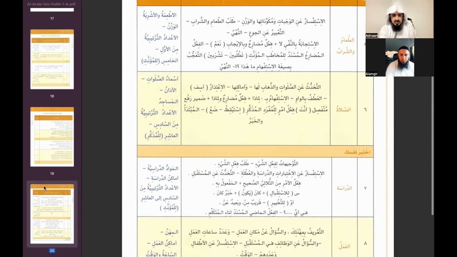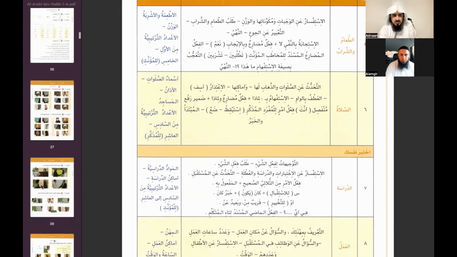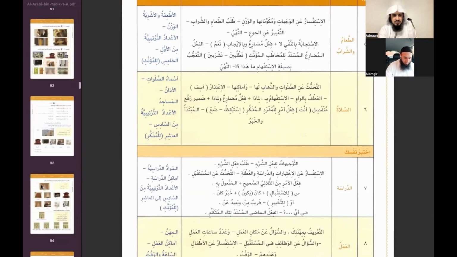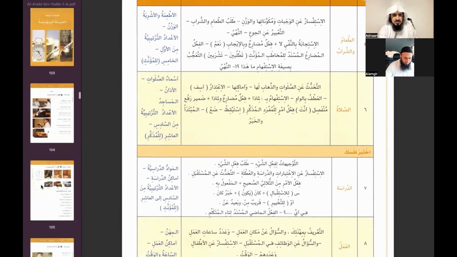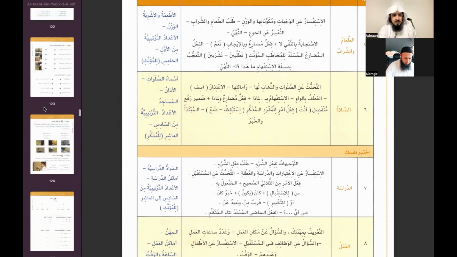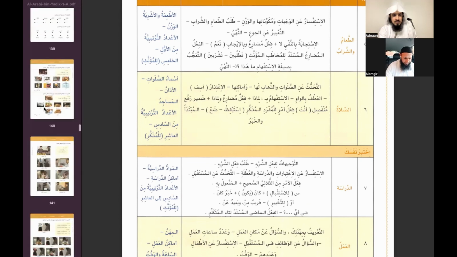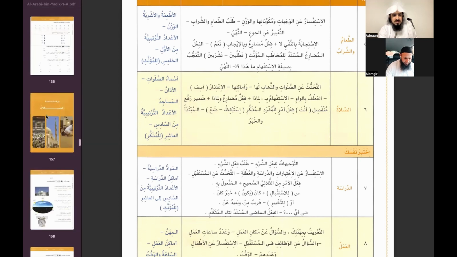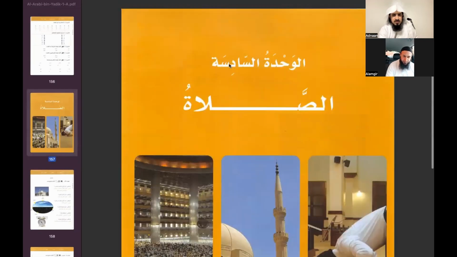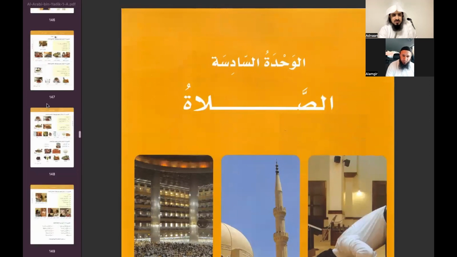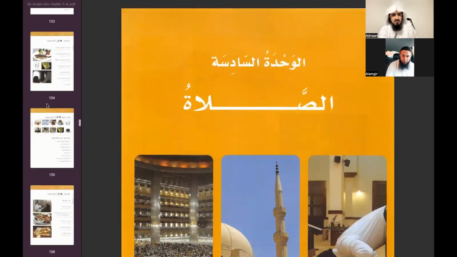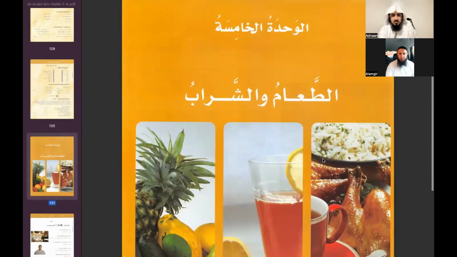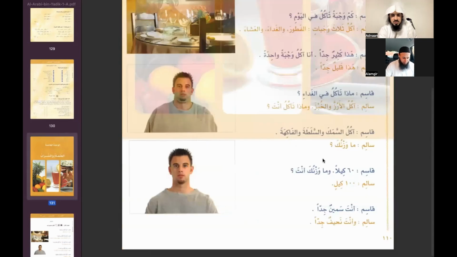So those are the basics of the module. I think we'll get straight into that module. Tomorrow, when we go over this brief overview, then remind me to go to the end of the book so we can go over some of the vocab and test the vocab if you remember. So here you've got at-ta'am wa sharab, food and drink. You can see the pictures there.